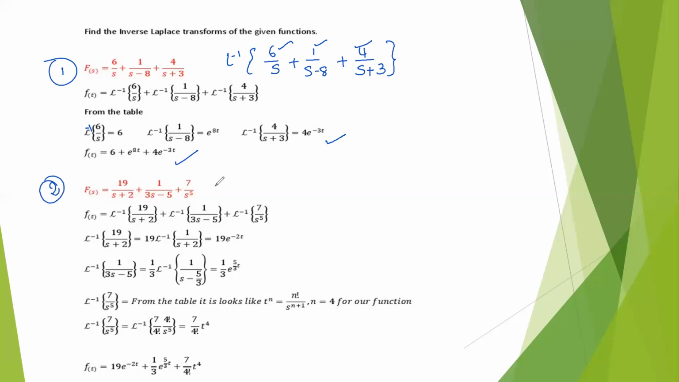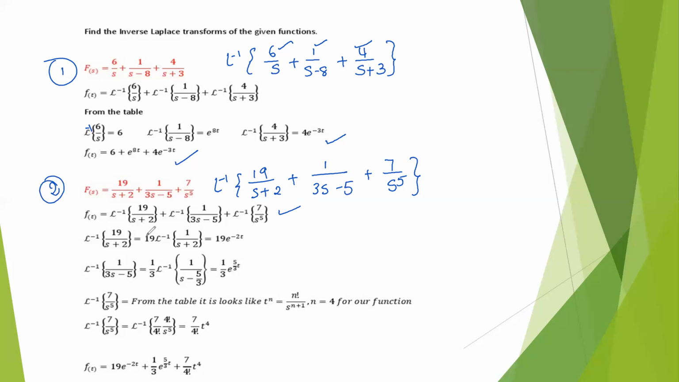So here how many terms are we going to have? Inverse Laplace of 3 terms. First one is 19 divided by s plus 2, plus 1 divided by 3s minus 5, plus 7 divided by s power 5. Okay, so s power 5. Next, by using the linear property formula again, this inverse Laplace transformation will be separated for all the three terms like this. Thereafter, now let us find out the inverse Laplace transformation by using the respective formula.